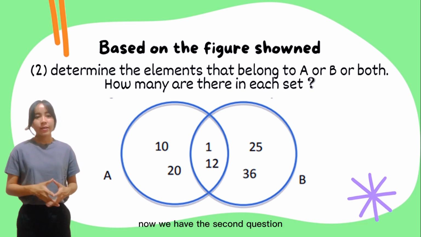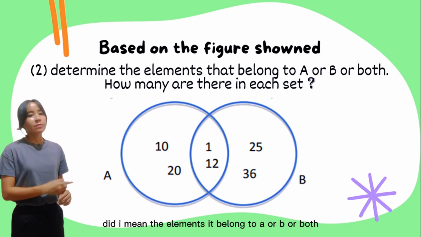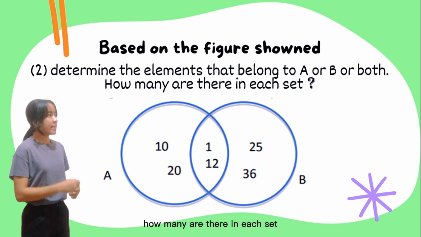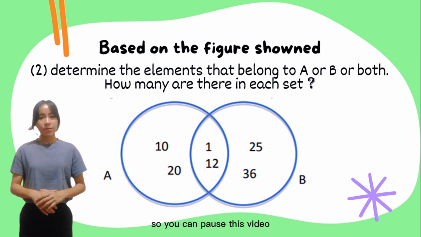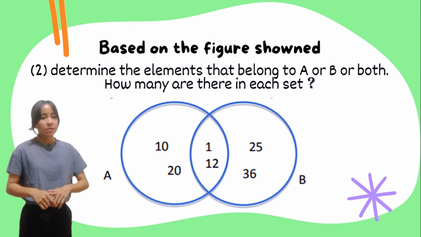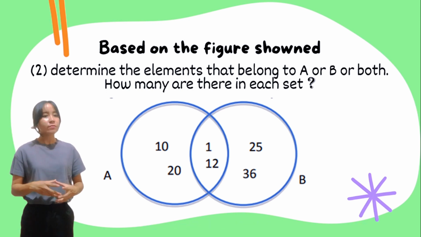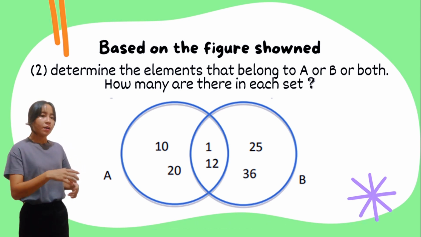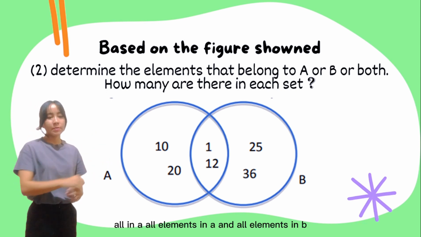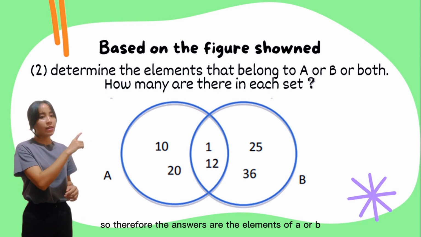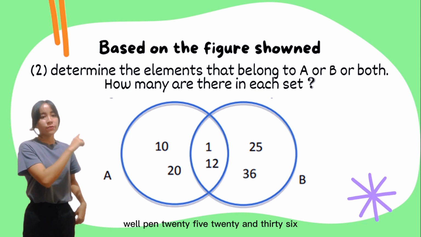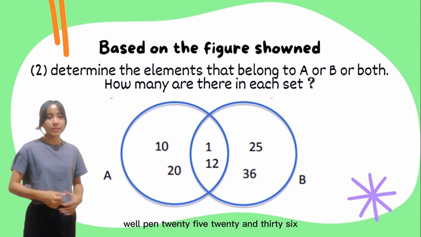Now, we have the second question. Determine the elements that belong to A or B or both. How many are there in each set? You can pause this video in order to answer that. So what do you think the answer is? The elements are all elements in A and all elements in B. So therefore the answers are the elements of A or B or both. You have 1, 12, 10, 25, 20, and 36.